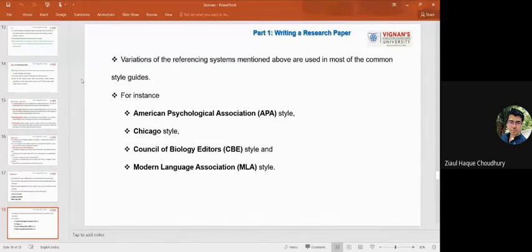Based on that, you need to follow step by step. If they mention APA style, you need to follow the entire citation in APA style. If they mention MLA style, the entire reference should be in MLA style.